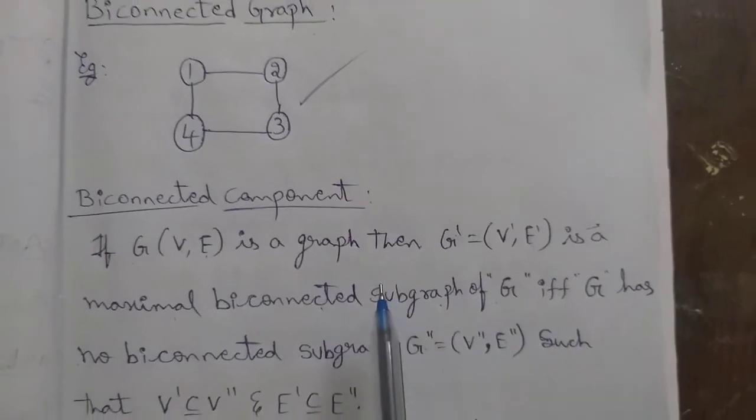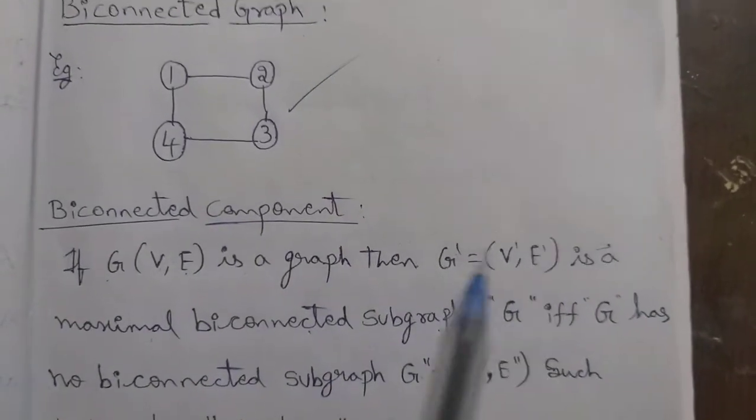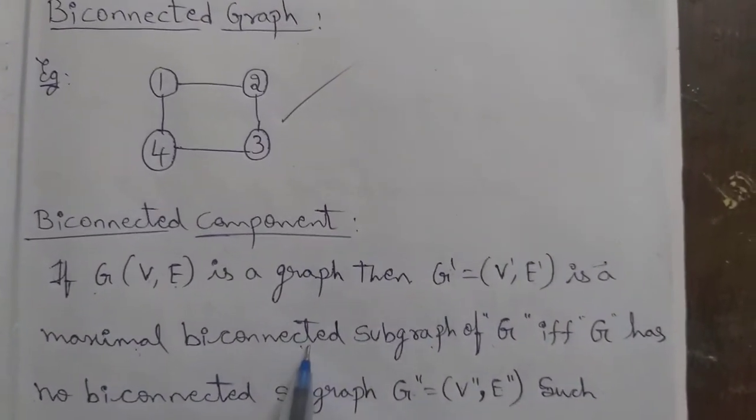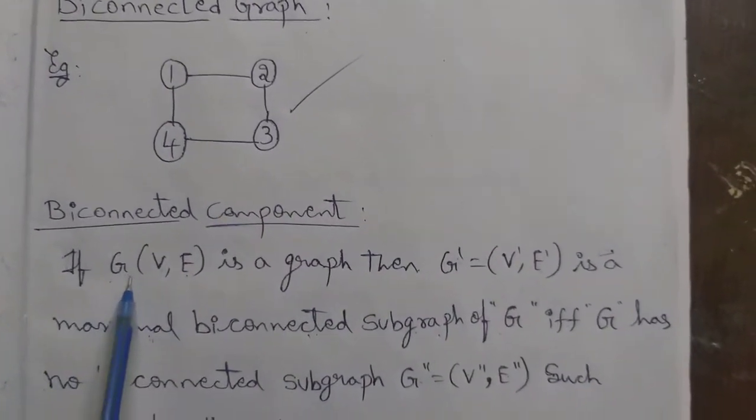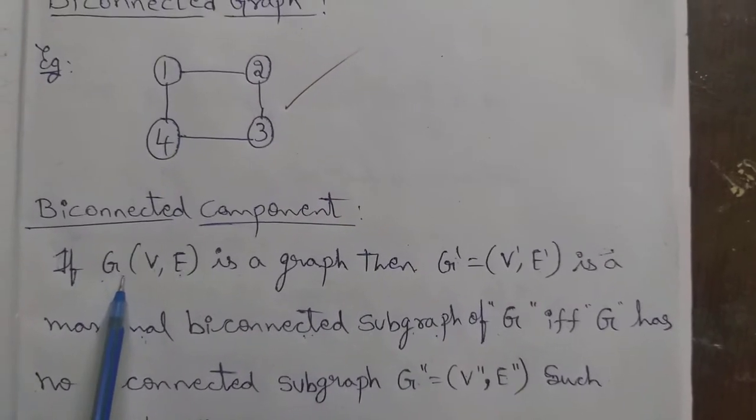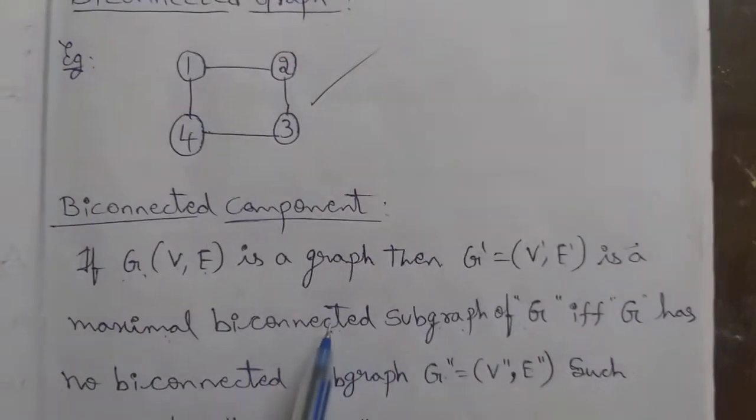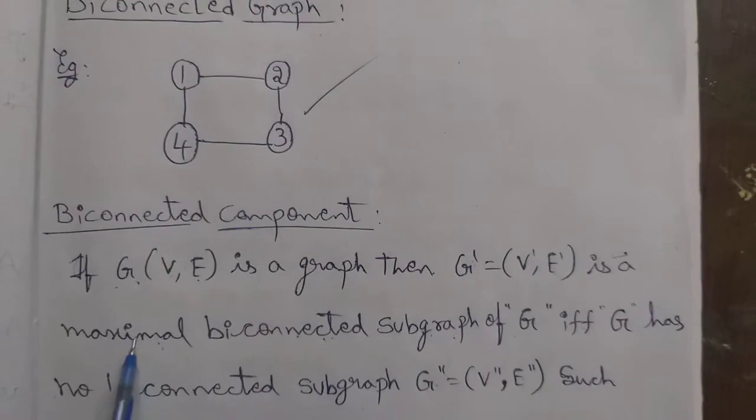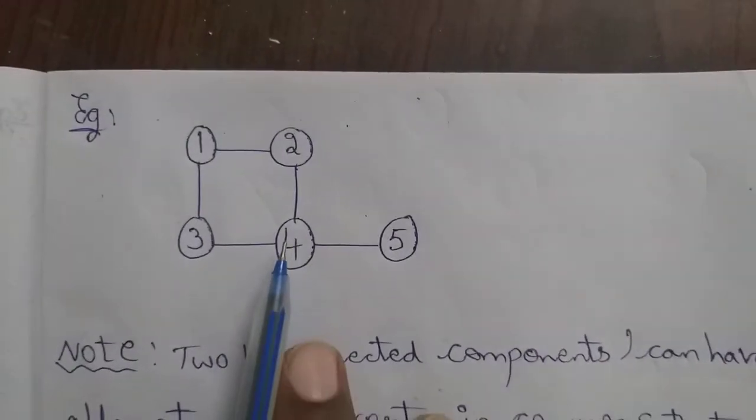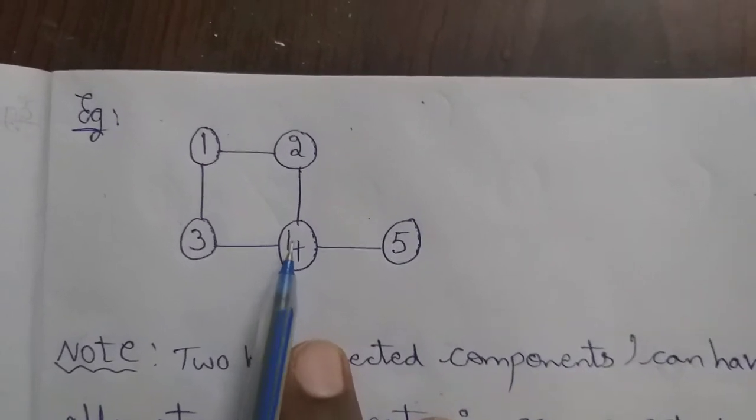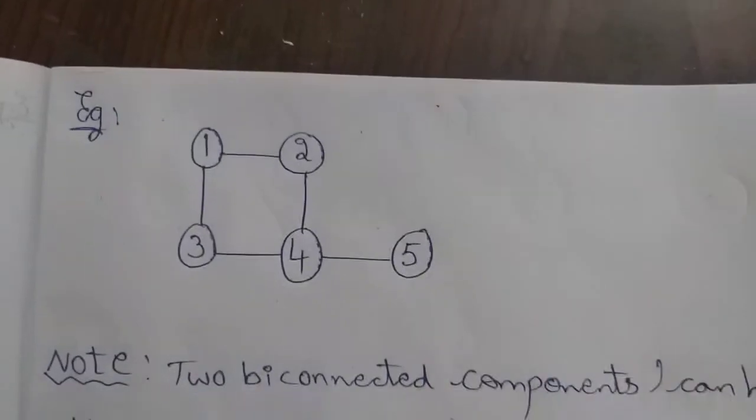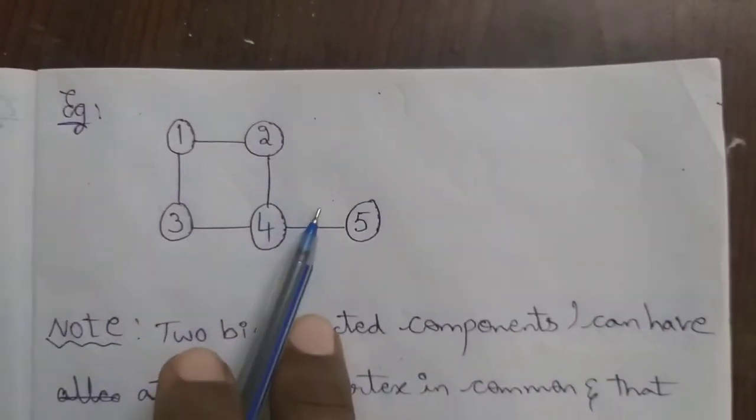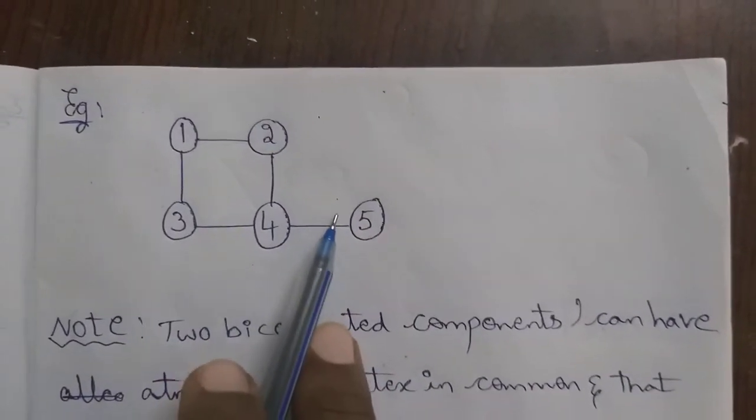First of all, you should understand what is a maximal biconnected subgraph. First of all, we will be given a graph G. We need to extract a subgraph which is biconnected. Later we will see what is maximal biconnected. For example, given this graph, we need to extract a subgraph which is biconnected first of all.